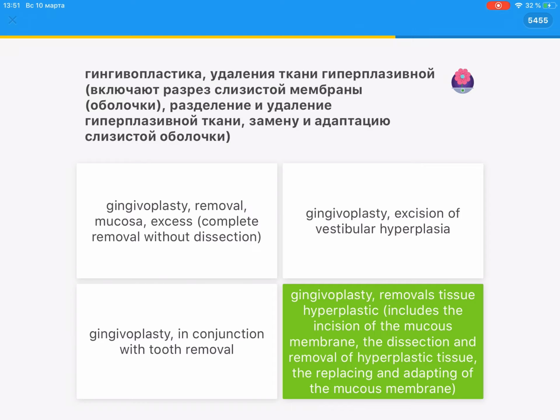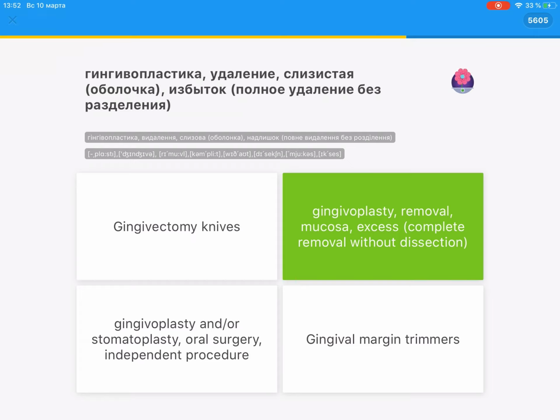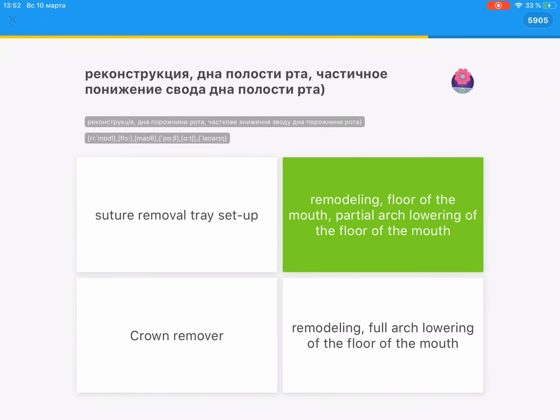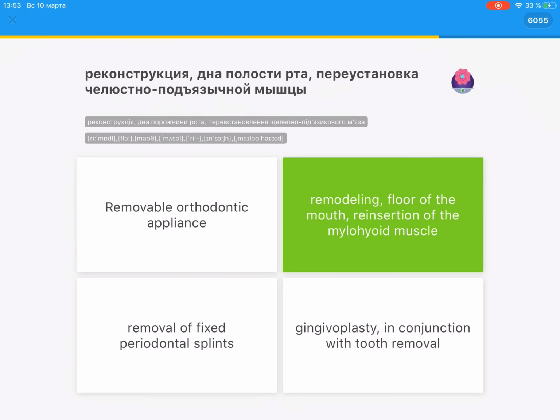Gingivoplasty, removal of hyperplastic tissue, includes the incision of the mucous membrane, the dissection and removal of hyperplastic tissue, and the replacing and adapting of the mucous membrane. Gingivoplasty, removal of excess mucosa, complete removal without dissection. Remodeling, full arch lowering of the floor of the mouth. Remodeling, floor of the mouth, partial arch lowering. Remodeling, floor of the mouth, reincision of the mylohyoid muscle.